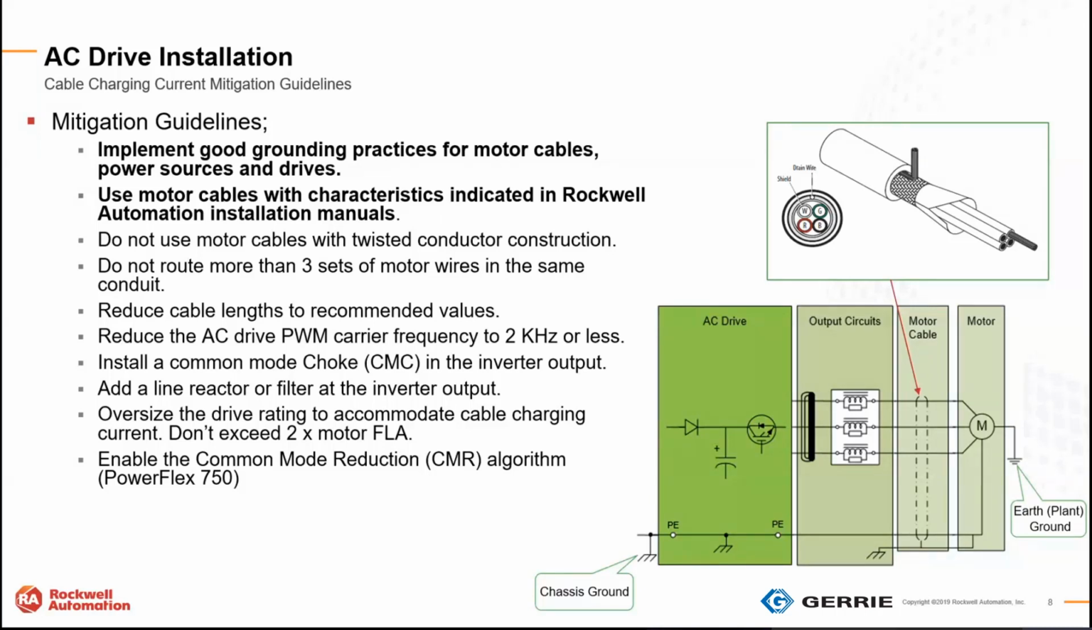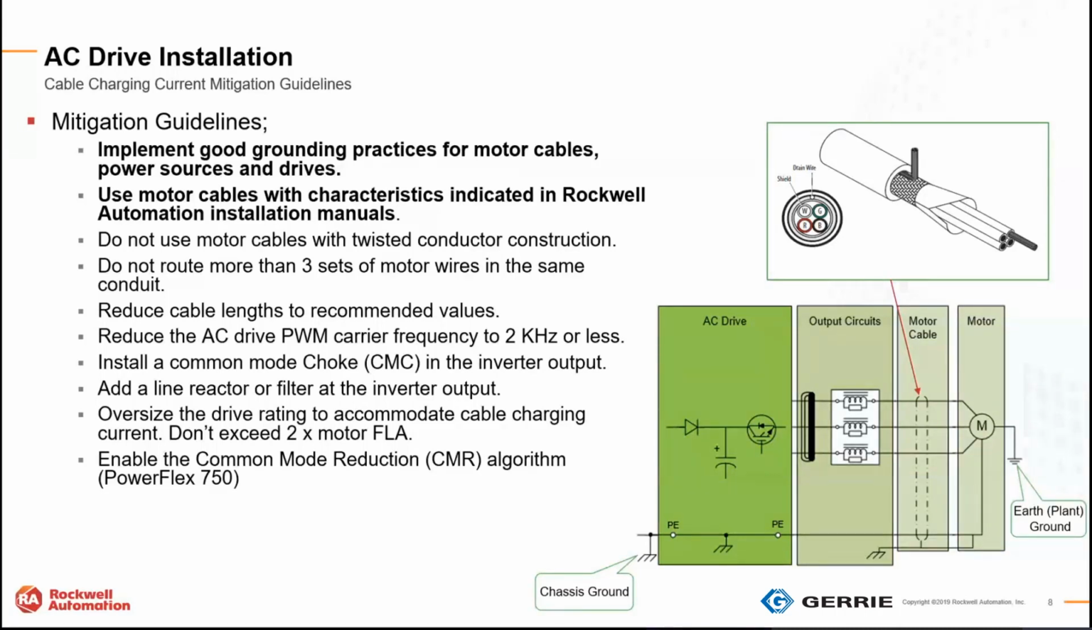Ultimately, usually what we get into is to oversize the drive. So if you had a 5 horsepower drive and you're getting cable charging currents, we may have to put in a 7.5 horsepower drive. We're just saying not to exceed 2 times motor FLA. That's a function of the drive, because we have problems controlling the motor when we go 2 times bigger than the FLA of the motor.